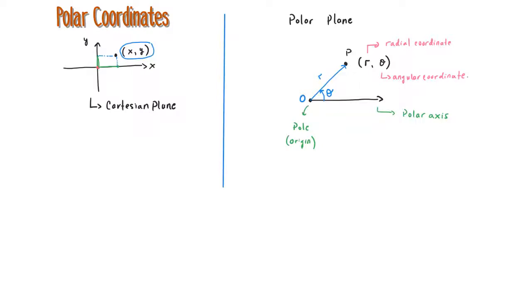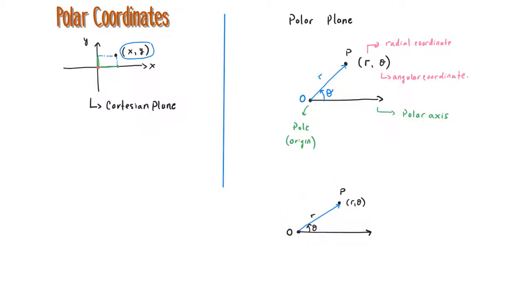So we know that if theta is measured counterclockwise, theta is positive. But if theta is measured clockwise, then theta is negative. And theta is always measured from the polar axis, always. And it goes around the pole. Again, counterclockwise, positive, clockwise, negative.